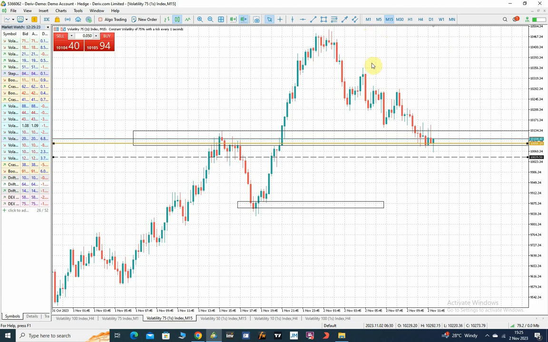So it's a good trade. It's a really good trade. So watch out for this. This is today's analysis on V75, one of my favorite indices.